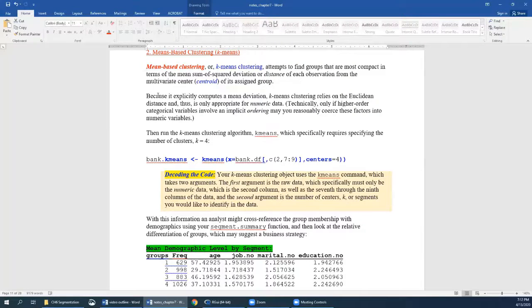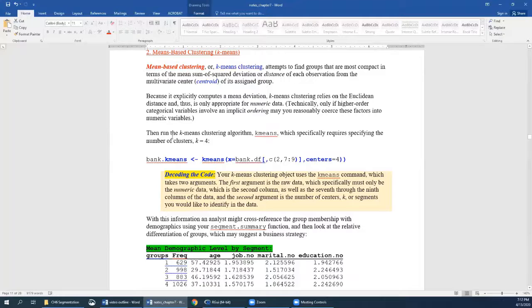So even though 3 out of 4 of the variables that we're using are categorical, there is still a sensible ordering we can use. And so assigning numeric values to those categorical variables and then using them numerically in our k-means clustering method is appropriate.